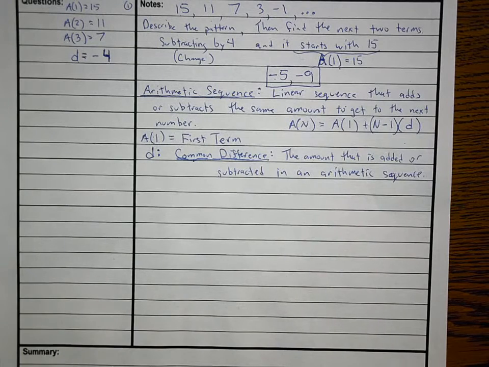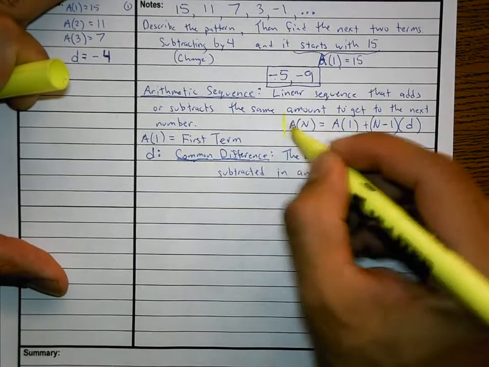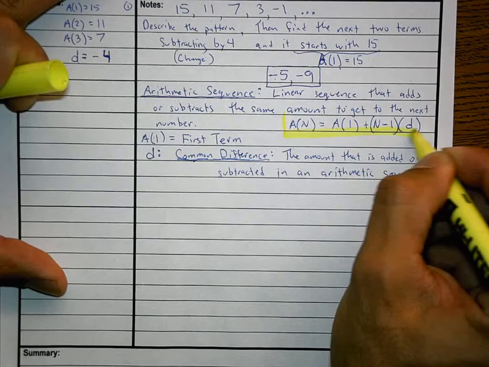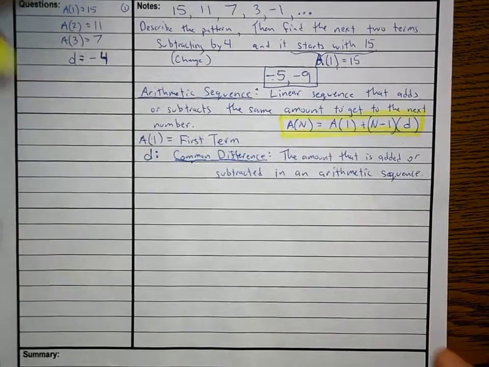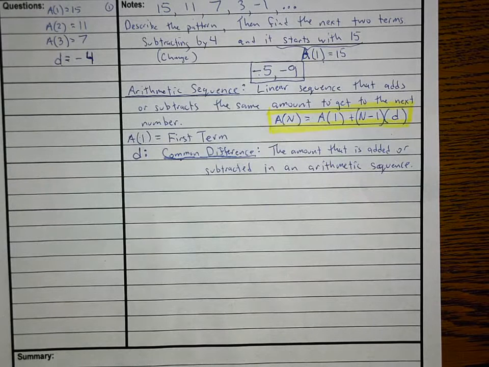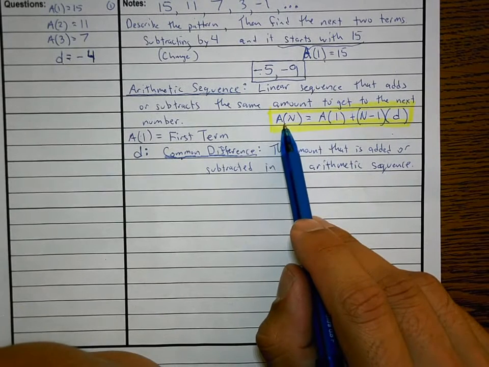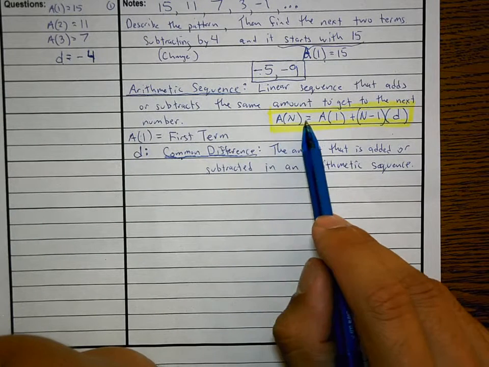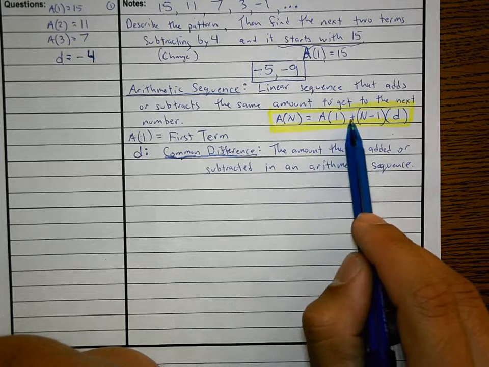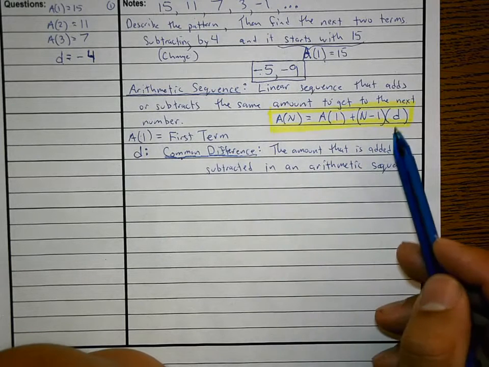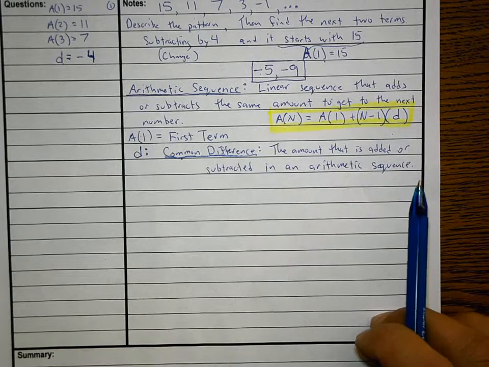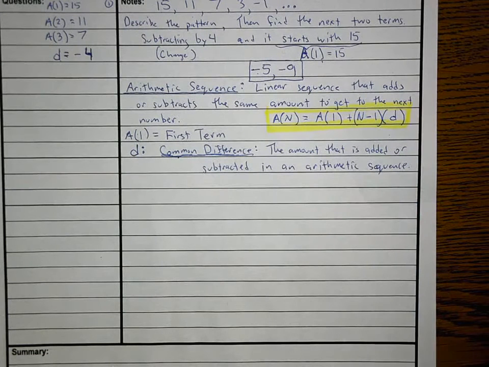I'm going to highlight this one. I have a highlighter. I need this to stand out a little bit so you can see it because you're going to use it often. A of n is equal to A of 1 plus n minus 1 times D. This is how we're going to write our arithmetic sequence formulas.